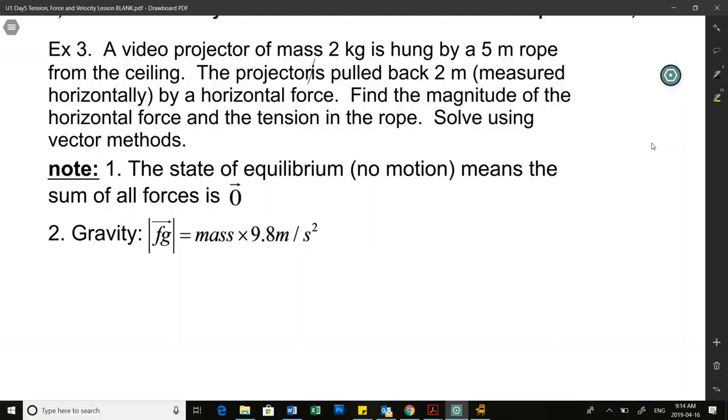Solve using vector methods. So the first little note that we need to know for this question is that the state of equilibrium, or no motion, means the sum of all the forces is equal to the 0 vector.